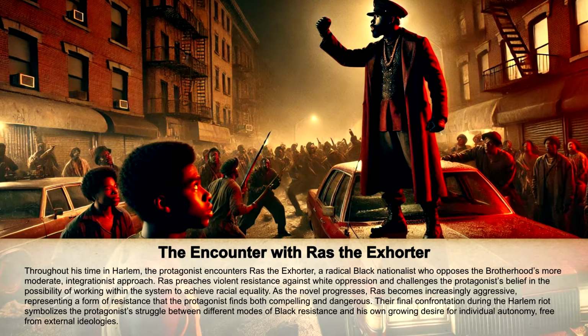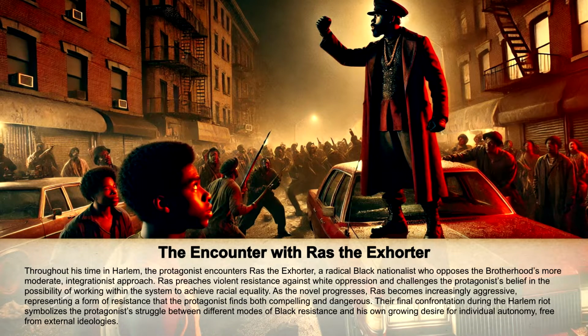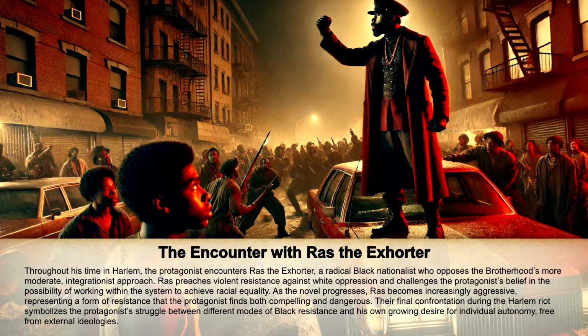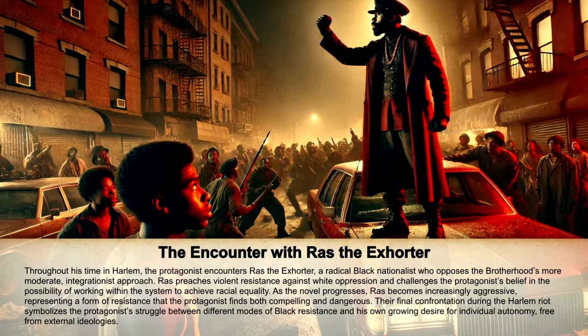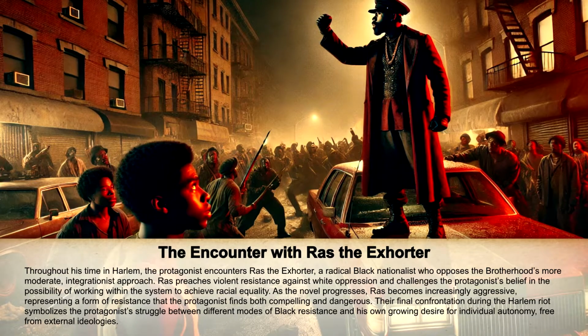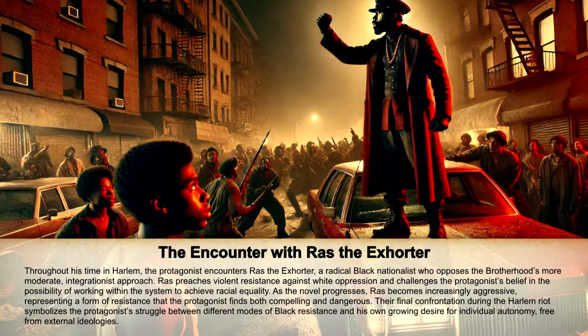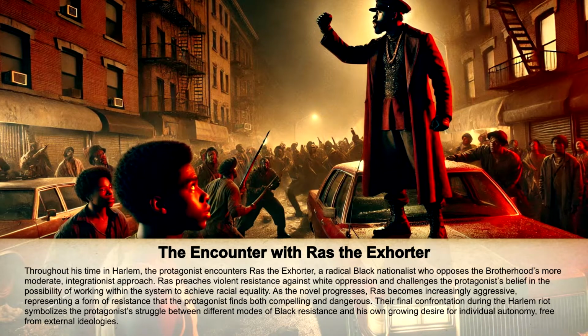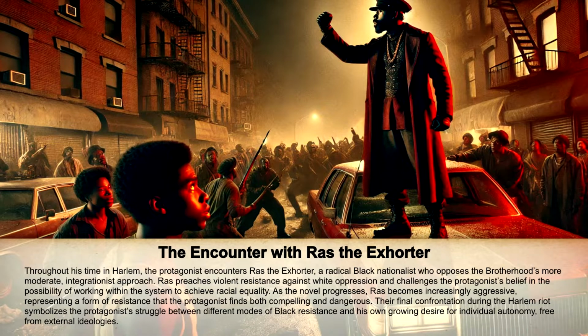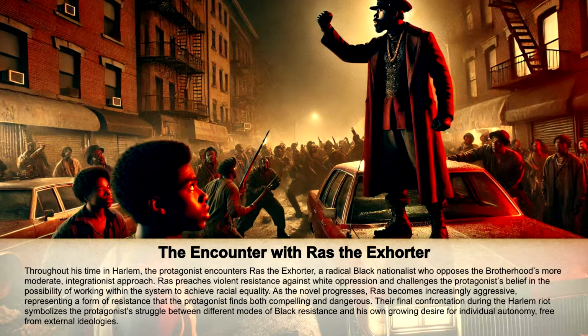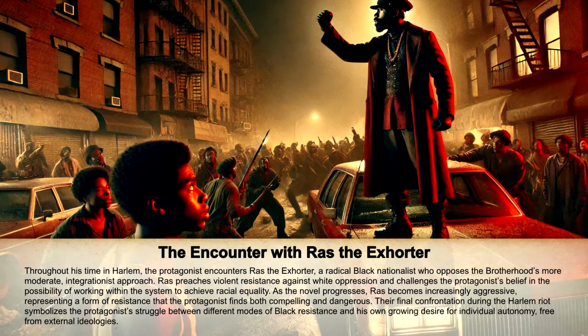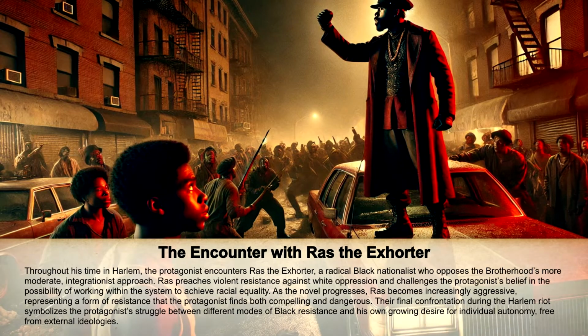As the novel progresses, Raz becomes increasingly aggressive, representing a form of resistance that the protagonist finds both compelling and dangerous. Their final confrontation during the Harlem riot symbolizes the protagonist's struggle between different modes of black resistance and his own growing desire for individual autonomy, free from external ideologies.